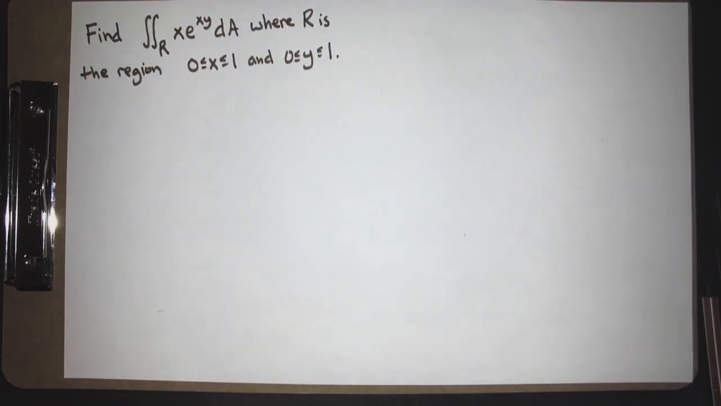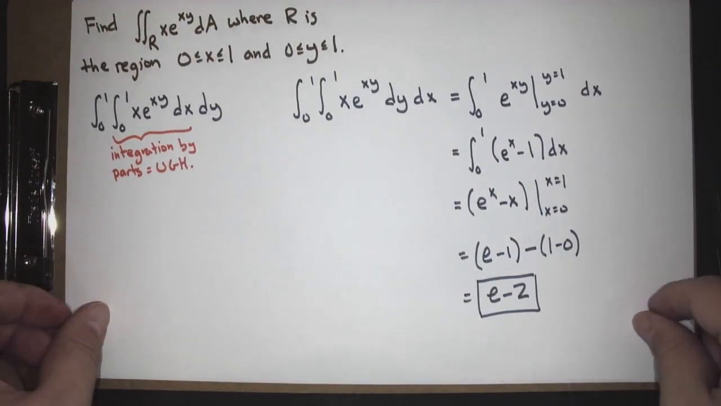Now try this one. Find the integral over the region R of x e to the xy dA, where R is the region where x goes from 0 to 1 and y goes from 0 to 1. If you integrated with respect to x first and then with respect to y and you were able to get the answer, I'm impressed. You should start teaching the class. Because it's crazy. What was the number? e minus 2. All right.